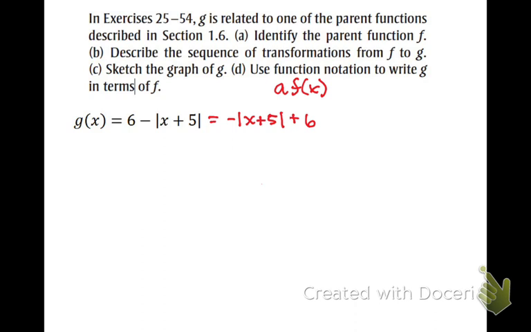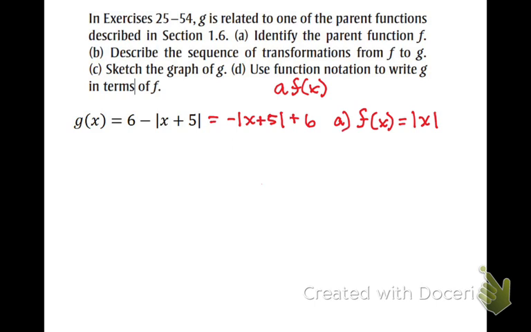Okay, so identify the parent function. What is my parent function? f of x equals what? What is my parent function? What kind of graph is this? Absolute value. The V. Okay, so this is A.